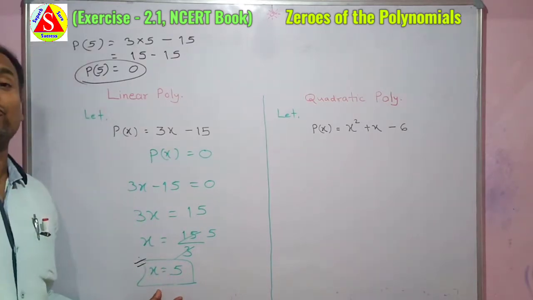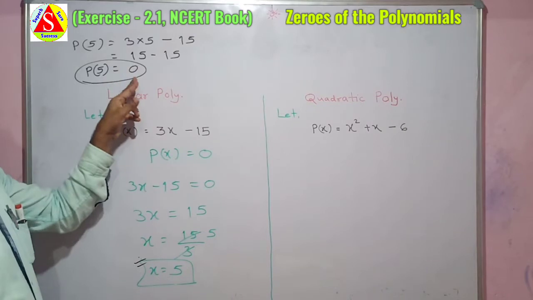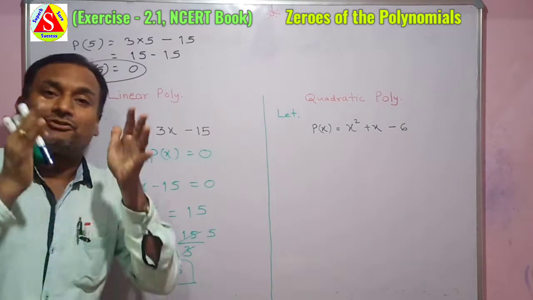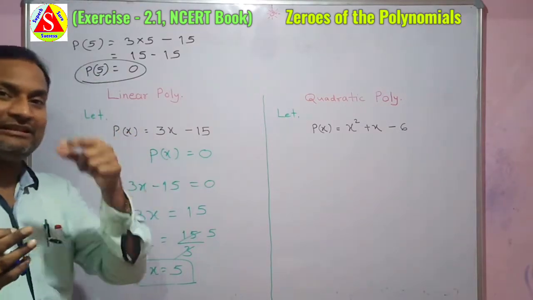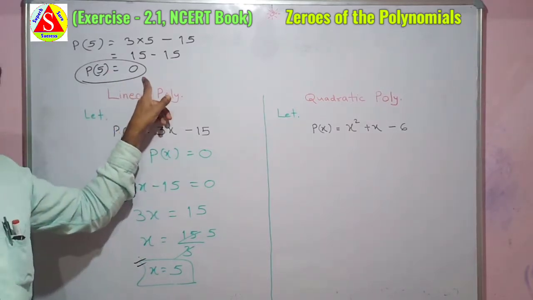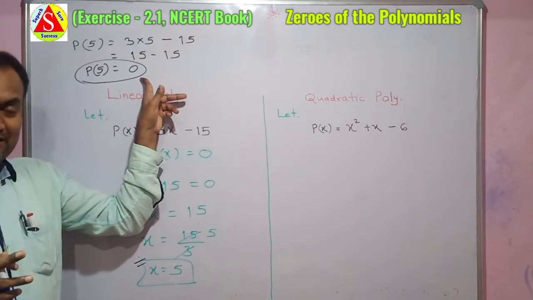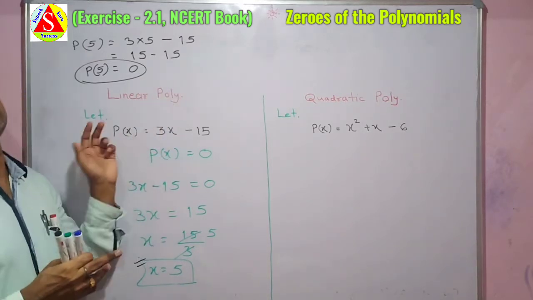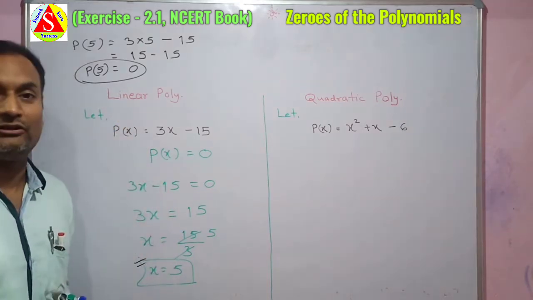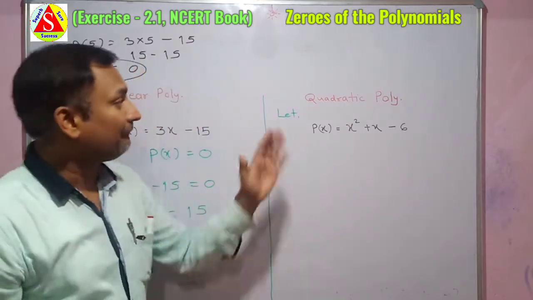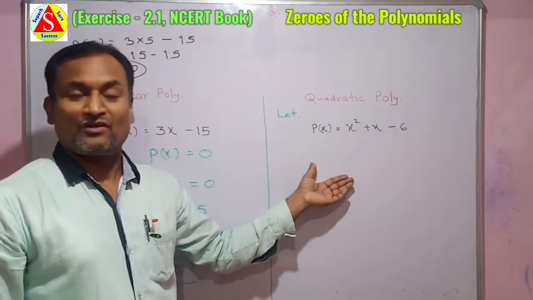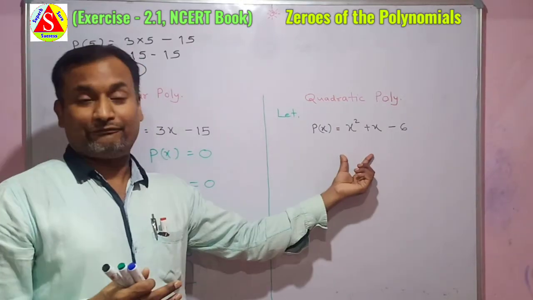It means after putting x is equal to 5 in the polynomial we are having polynomial value 0. So as I told, dear students, the zero of any polynomial is that value of the variable which, after putting it in the polynomial, makes its value zero. So here we can say x is equal to 5 is the zero of this polynomial. This is all about the linear polynomial. In a similar way we can find the zero of this quadratic polynomial. So how can we find the zero here?